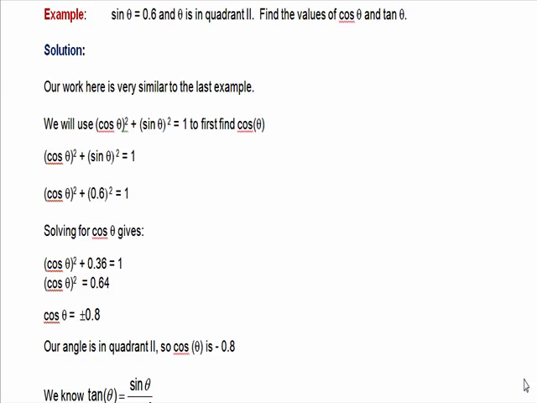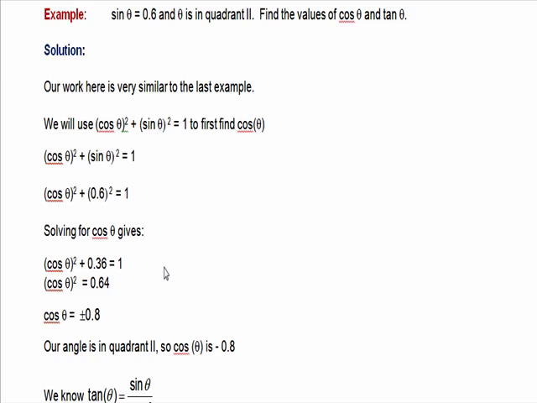So now, suppose I still know sine theta is 0.6, but now suppose theta is in quadrant 2. I'd like to find the values of cosine and tangent. Well, our work here is very similar to the last example. We're still going to use that Pythagorean identity where cos theta squared plus sine theta all squared is 1. And we're still going to substitute in the 0.6 for the sine theta. And we're still going to solve and get to this point where cos theta is plus or minus 0.8.